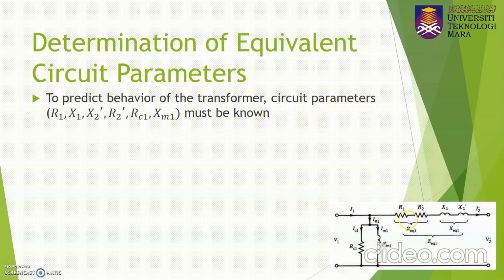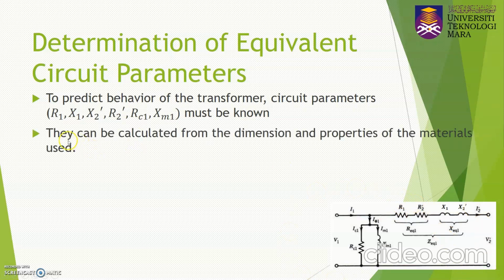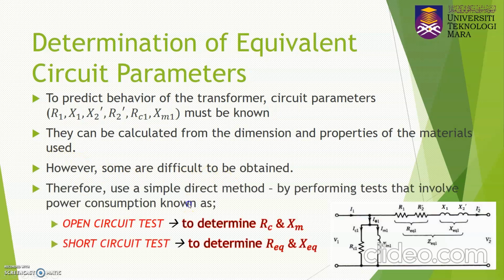The circuit parameters include the values of R1, X1, X2 prime, R2 prime, RC1, and also XM1. So we need to determine each of the values of the circuit parameters. The values actually can be calculated from the dimensions and properties of the material used in the transformer. However, some are difficult to obtain. Therefore, we are going to use a simple direct method by performing tests that involve power consumption, known as the open circuit test and the short circuit test.